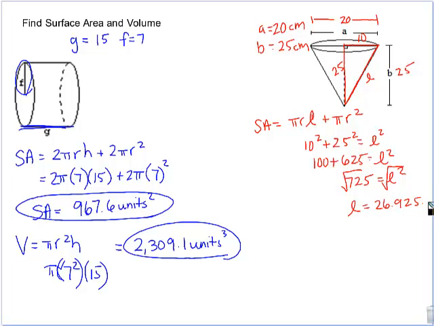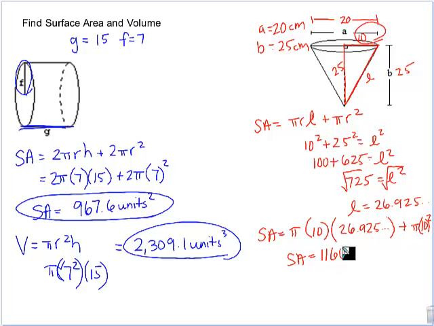So we're going to use that and plug that into our formula. So the surface area is pi times our radius of 10, which we've already found right here, times our slant height of 26.925, and so on, plus pi times 10 squared, our r squared. Now, if you leave your slant height in your calculator, that works out really well. And then when you plug this all in, you should get a surface area of 1,160.1 centimeters squared.